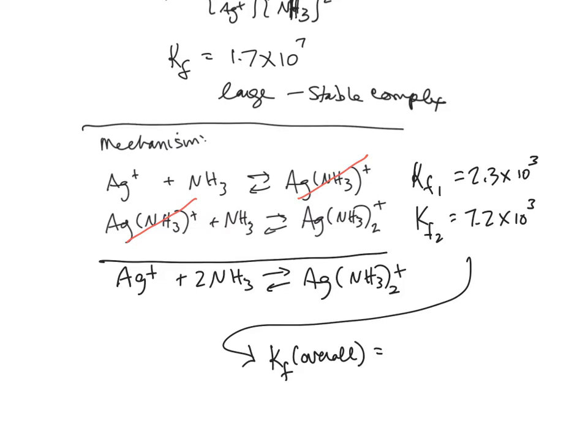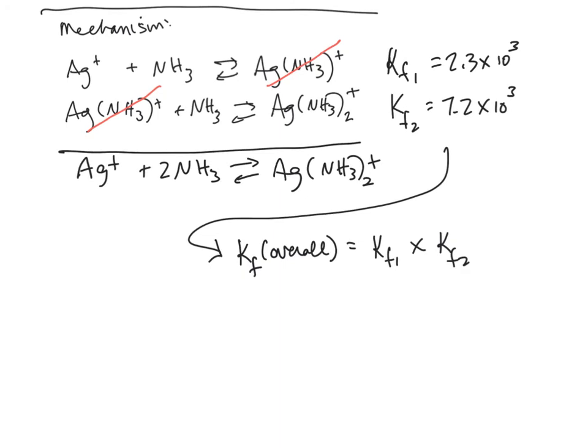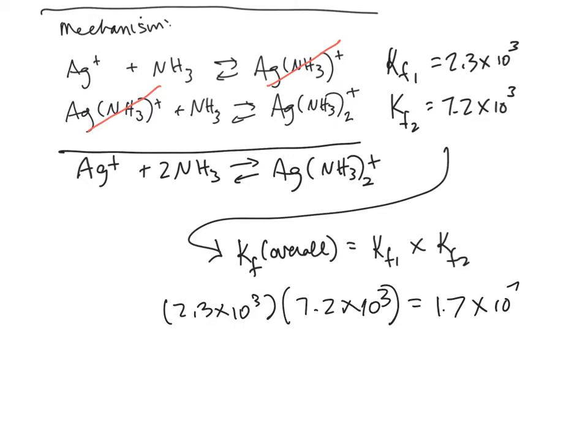If you add the reactions, you multiply the equilibrium constants. So this is Kf1 multiplied by Kf2: 2.3 times 10 to the third, times 7.2 times 10 to the third. That's going to be the 1.7 times 10 to the 7 that I showed you before. Okay, so that's how that works.